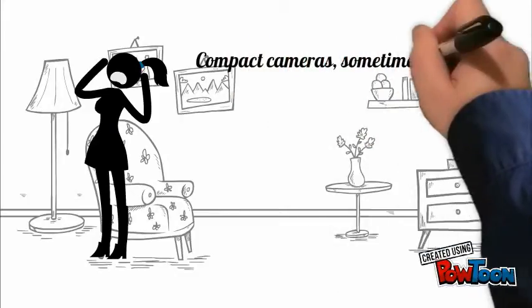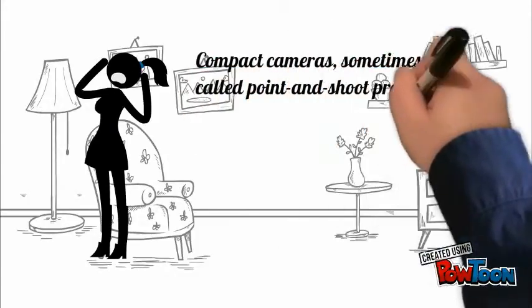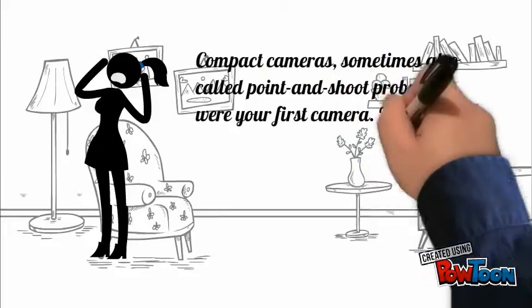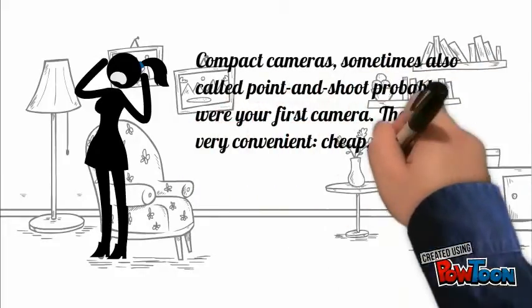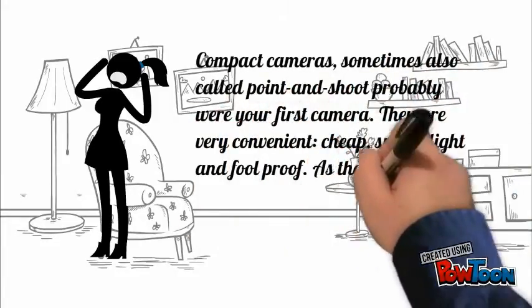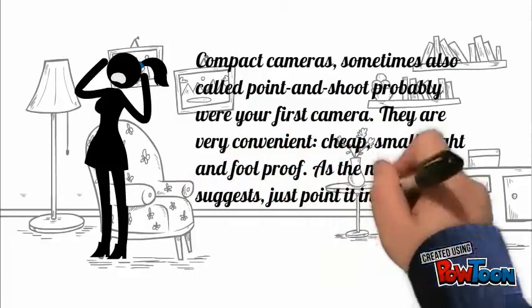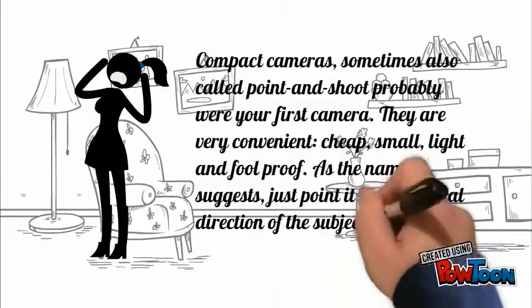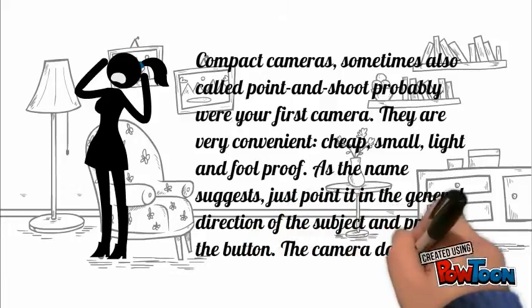Compact cameras, sometimes also called point-and-shoot, probably were your first camera. They are very convenient, cheap, small, light, and foolproof. As the name suggests, just point it in the general direction of the subject and press the button. The camera does the rest.